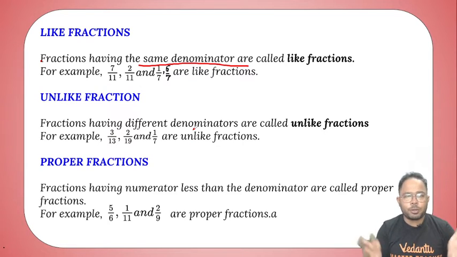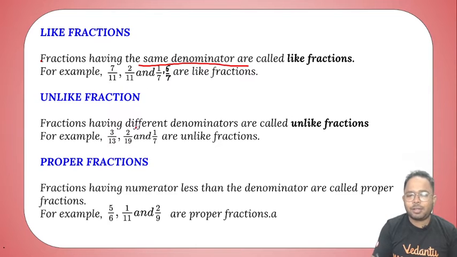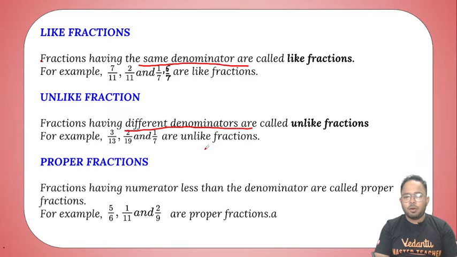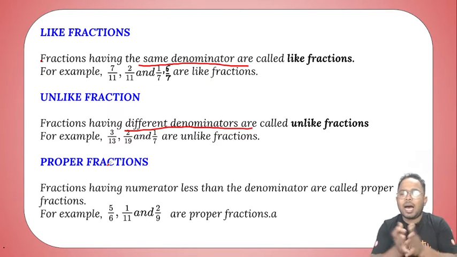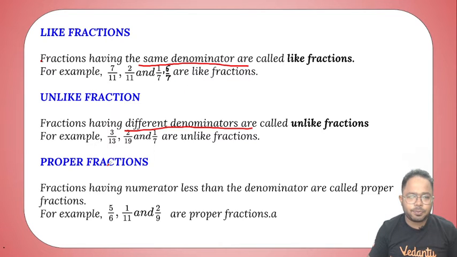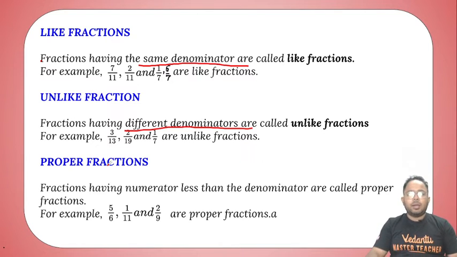Then obviously the opposite one is unlike fractions: fractions having different denominators. For example, 3 by 19, 2 by 19, 1 by 7. These are unlike fractions.